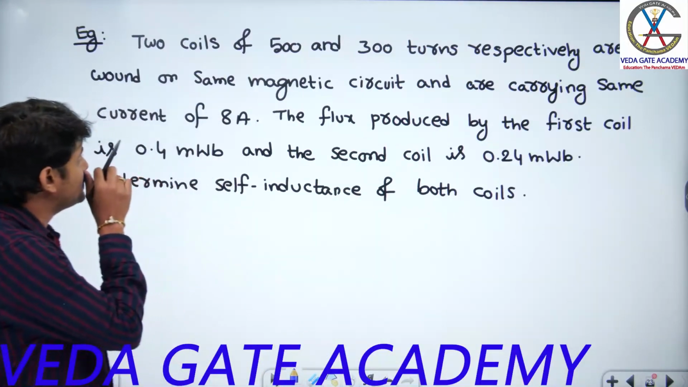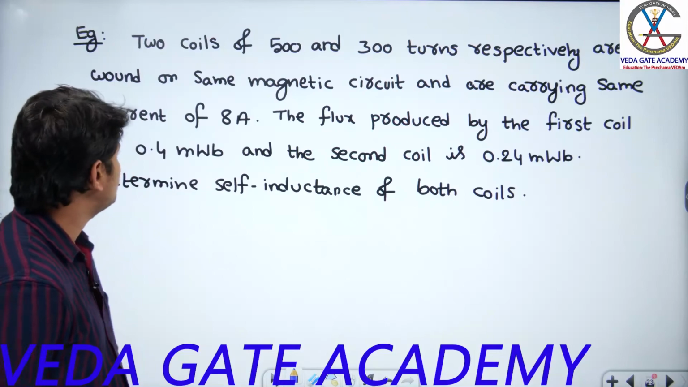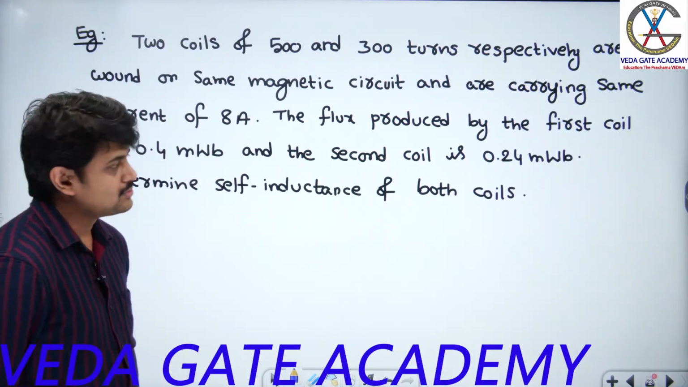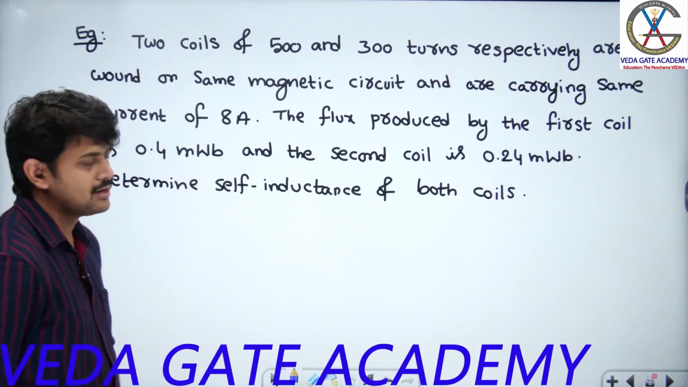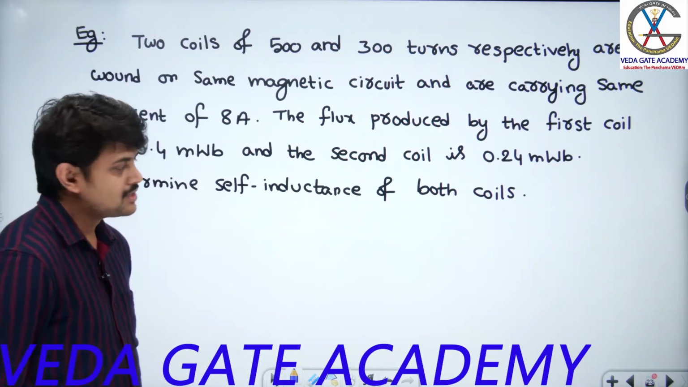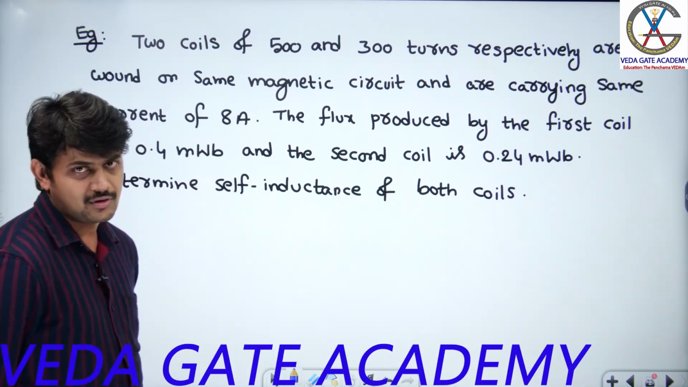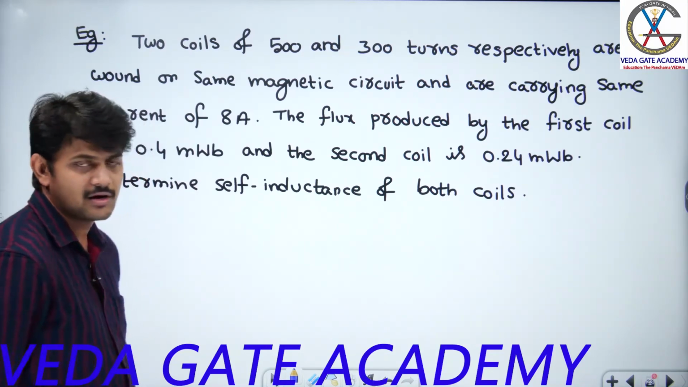So first try to read the question. Two coils of 500 and 300 turns respectively are wound on the same magnetic circuit and are carrying the same current of 8 amperes. The flux produced by the first coil is 0.4 milliwebers and by the second coil is 0.24 milliwebers. Determine the self-inductance of both the coils. Right? So that means L1 and L2 respectively.